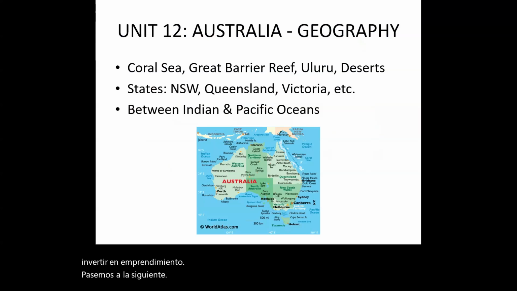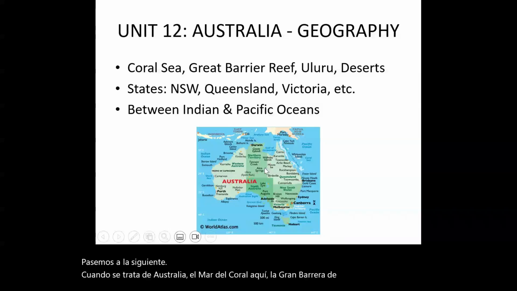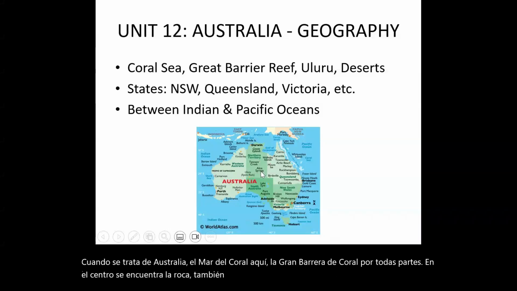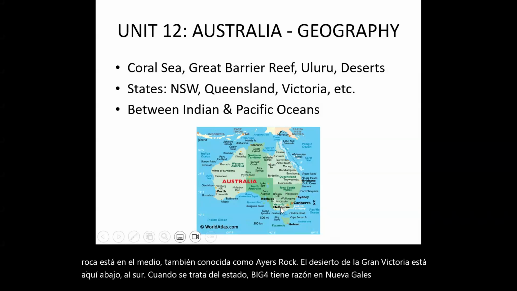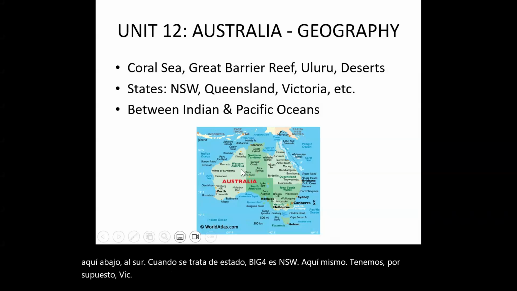When it comes to Australia, Coral Sea right here, Great Barrier Reef right there, Uluru Rock is in the middle, also known as Ayers Rock. Great Victoria Desert is down south right here. When it comes to states, the Big Four are New South Wales right here, and of course Victoria, Queensland, and Western Australia.